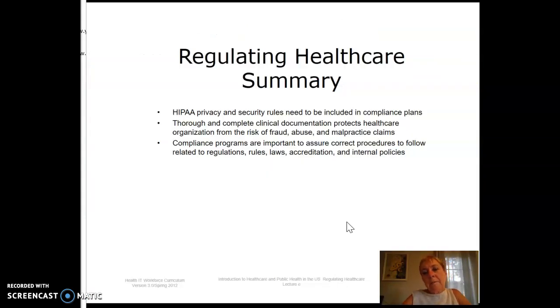So to regulate, there's a lot to HIPAA. And when you get to legal class, there is a big unit on HIPAA, and you're going to need to know all the terms and how to apply them on a test question. And I'll warn you right now, those are hard test questions. The other thing is thorough, complete documentation that needs to be done in compliance programs.